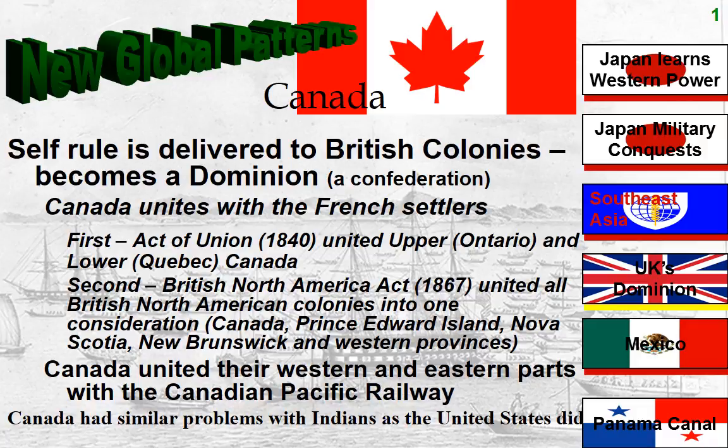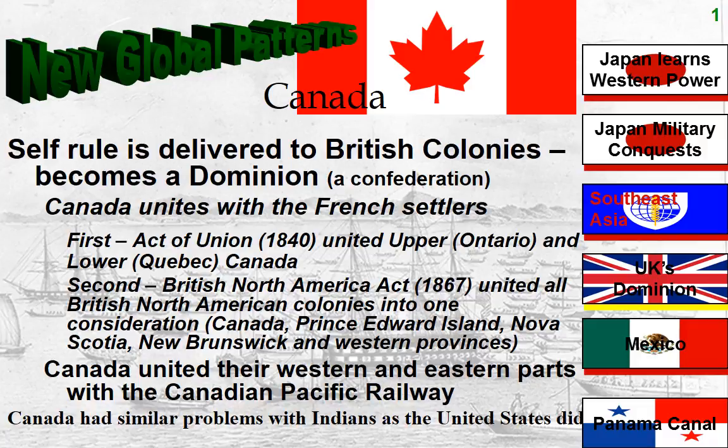And so a lot of the British colonies become self-ruling, where they still answer somewhat to the United Kingdom as a confederation. The United Kingdom can still tell them what to do when it comes to defending themselves against outside invaders. They're still part of the British economic system, but they have a lot of autonomy as well.